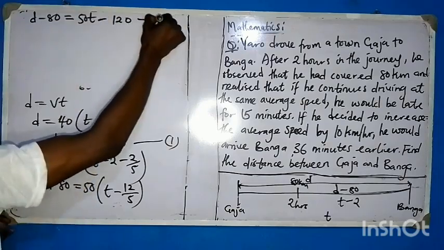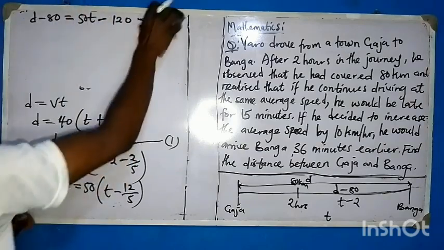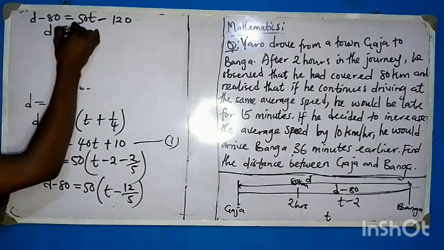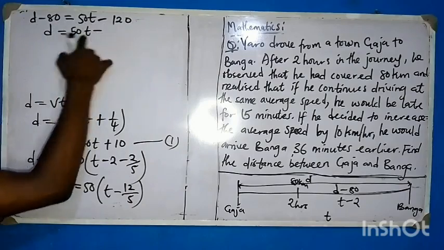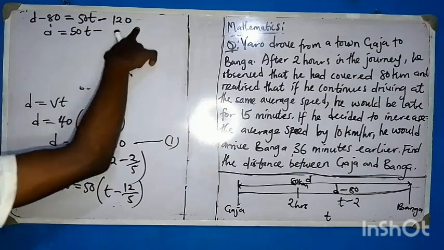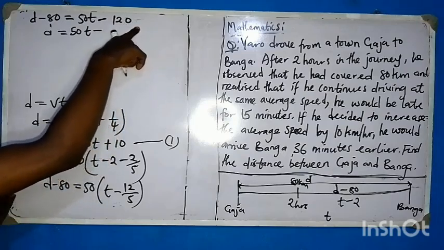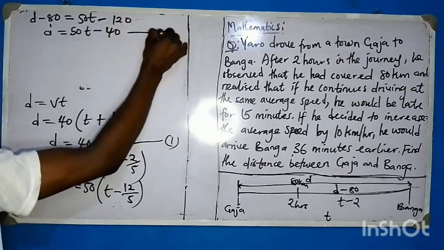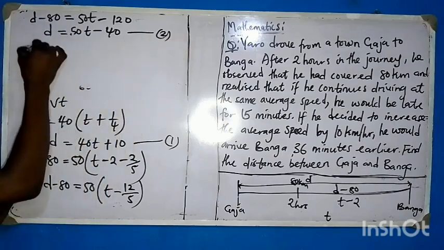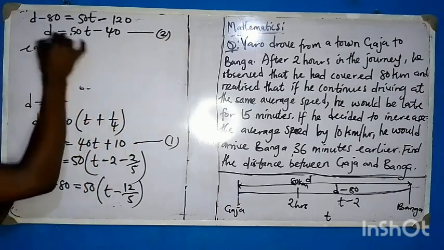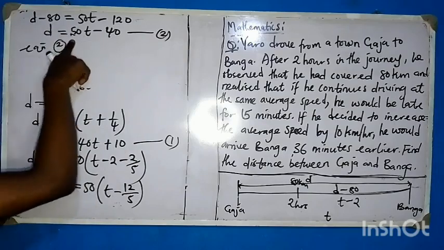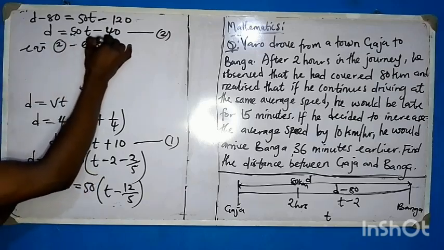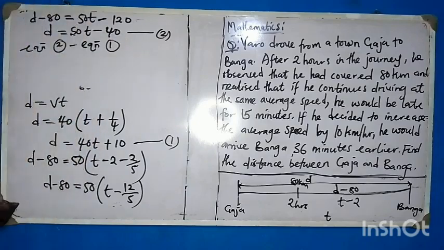That's equation 2. Okay, let me remove this 80. So now d is equal to 50t minus 120, and if the 80 goes here, it becomes plus 80. So minus 120 plus 80 will give us minus 40. This is our equation 2. Now let's do equation 2 minus equation 1, because equation 2 is carrying the bigger value here, 50. Remember here is 40. So equation 2 minus equation 1.